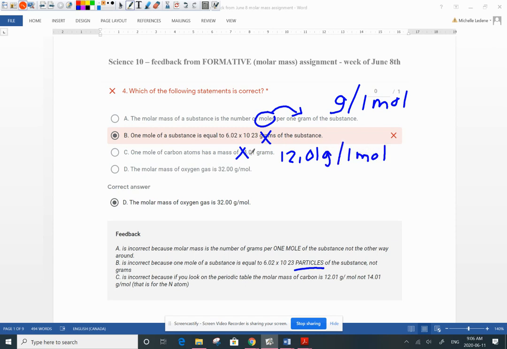So this value, 14.01, is for a nitrogen atom. And finally, oxygen. Now look here. Good, you guys remembered that it is diatomic, and O2 is going to be 16.00 times 2, and that is 32 grams per mole. So the correct answer there would have been D.